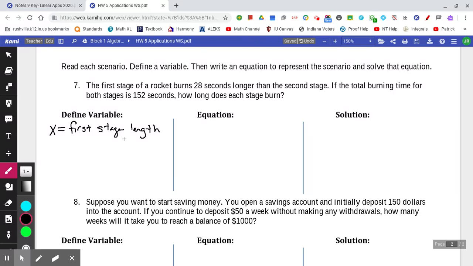I also don't know the length of the second stage, but I know that it's related to the first stage, and that the first stage burns 28 seconds longer than the second stage. So my first stage, which is x, my variable, burns 28 seconds longer than the second stage. So if I take x minus 28, that's going to give me the second stage length.